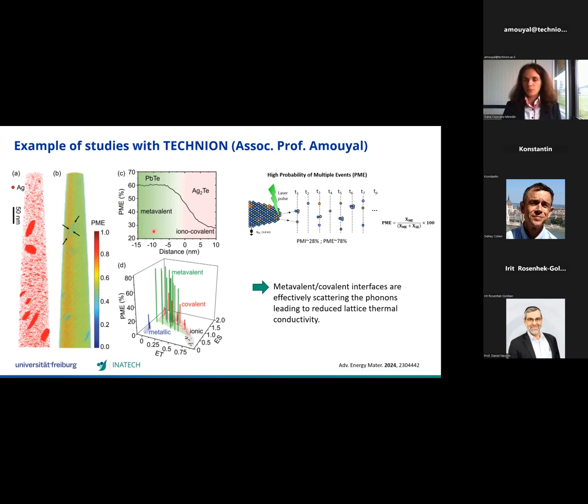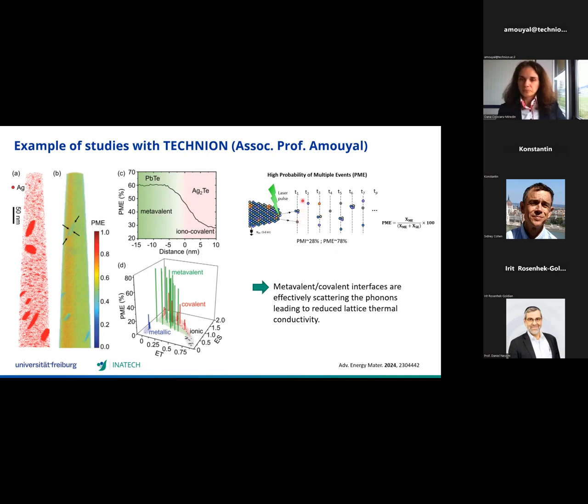But how can the atom probe probe this bonding? Basically, what we have in the atom probe experiments, we want to break the bonds and take out the atoms from the surface of a tip. So in principle, with the atom probe, we have bond-breaking experiments. And we can look at how the bond breaking takes place for different materials. And we did so. For example, if we take typically lead telluride, and we have a sample containing lead telluride material, we have a very high probability of multiple events.